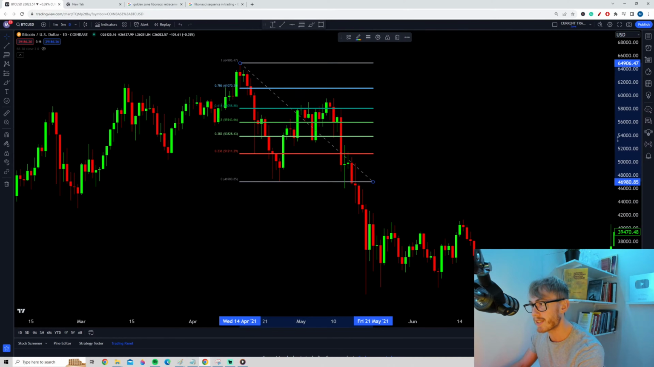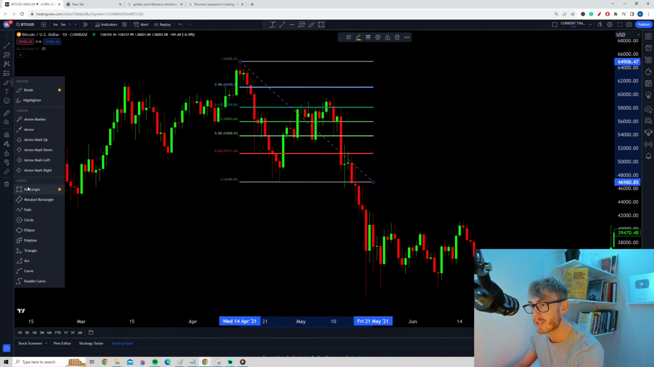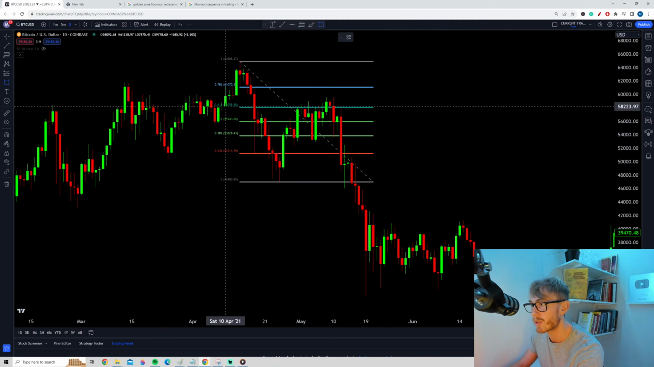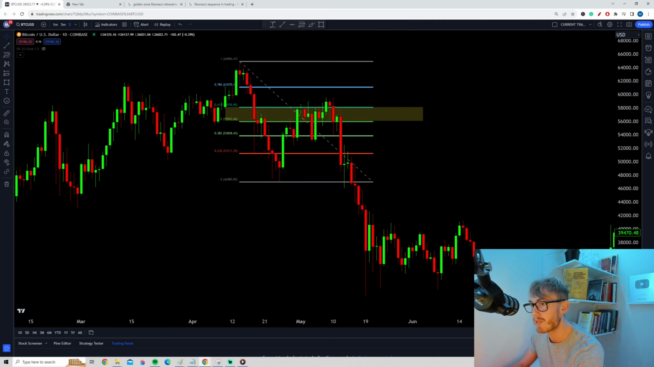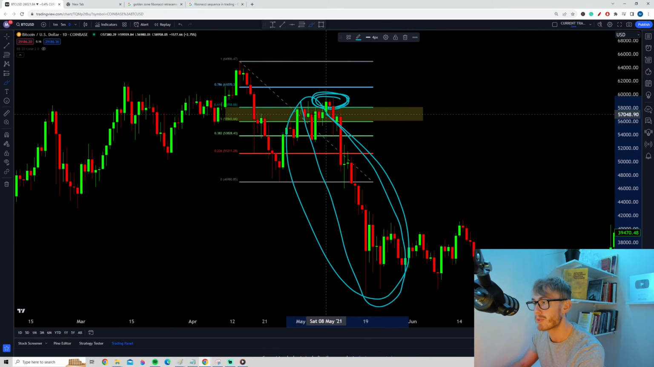And as you can see, guys, in this example, the price actually broke the golden zone. So the zone here in between 0.618 to 0.5, the price actually went just a tiny bit higher, right, before we saw the next strong impulse towards the downside.